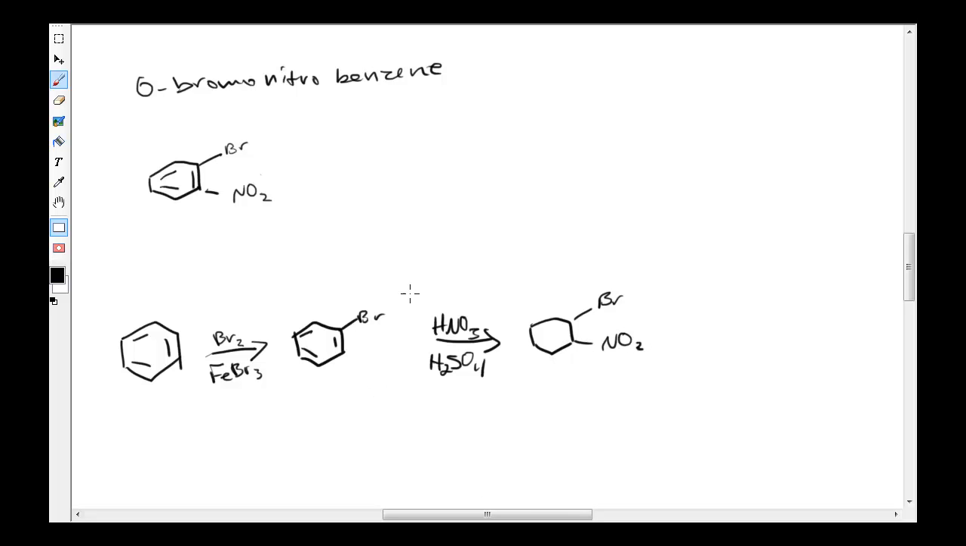Alright, and if you get a test question where you could do either one of these and still get the same product, you're going to want to do the one that activates the ring. Some teachers won't take points off on it because you'll still get the product, you just won't get as much and it won't be as reactive. So just keep that in mind when you're doing these problems.